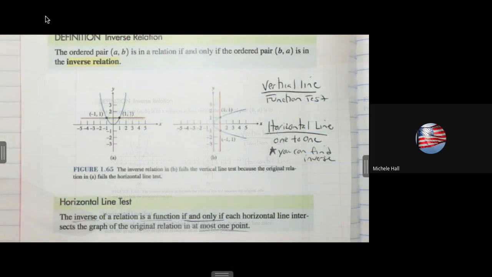Vertical line test means you're testing to see if it's a function. The horizontal line, one-to-one is what you're looking for. And then if it is one-to-one, you can find the inverse of it.